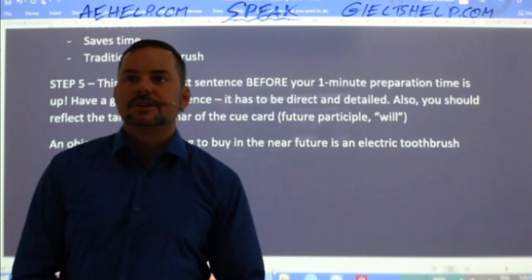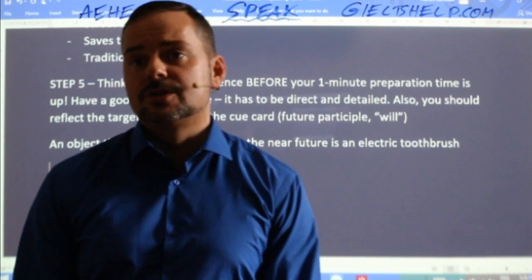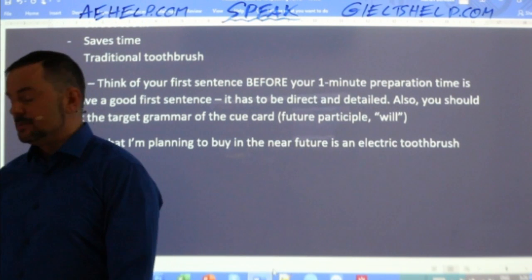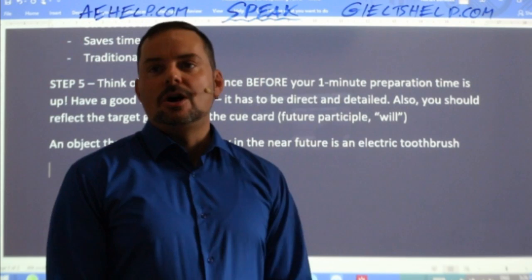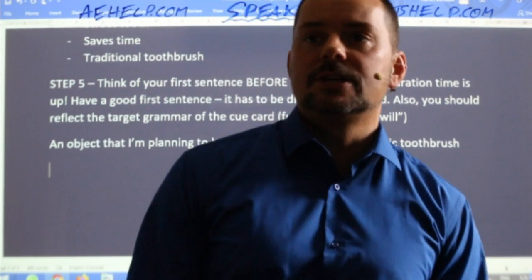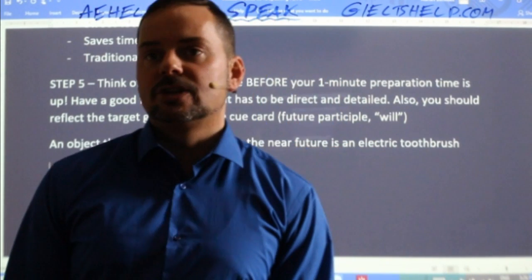Preeti says, an object that I'm planning to buy in the future is an electric toothbrush. Yeah, that's a good start. Okay, you can be even more specific. I'm looking for some more specific answers. Pachu says, an object which I plan to buy in the future is an electric toothbrush. Okay, so using which or that for the adjective clause.